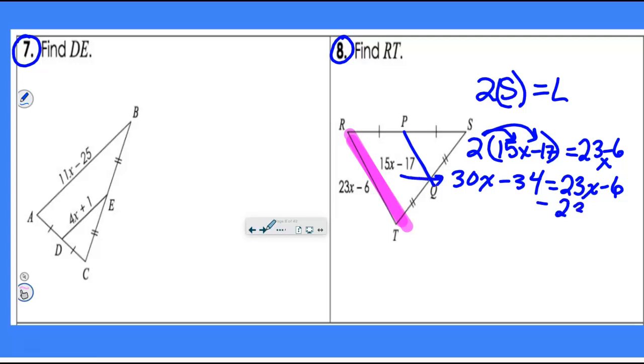Perfect. He said subtract 23x. I'm digging that. Get that variable on one side. I get 7x minus 34 equals, be careful what's left over here. Negative 6. Watch your signs.